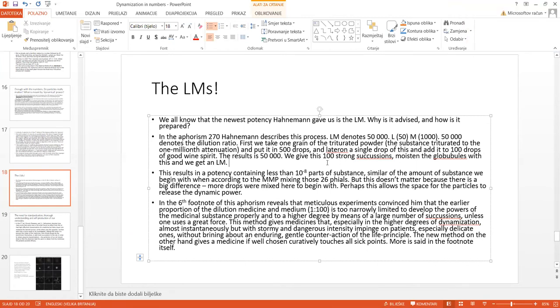Hahnemann mentioned here that it touches all sick points. Many people believe that LM is only for chronic disease, but it's a myth. He actually mentions in this footnote that in acute cases it's great to use. It can be used at very, very short intervals, even, he says, with long-term acting remedies such as Belladonna. I don't know exactly why this is, but you can look at the footnote itself. Here he clearly mentions that it can be used in acutes very well. There is no reason why it cannot be done. It's a good all-purpose medicine.